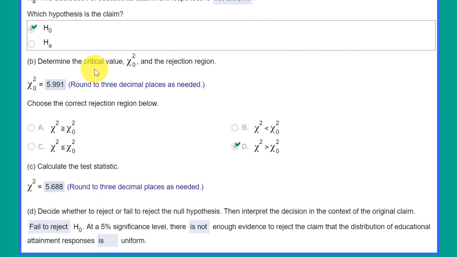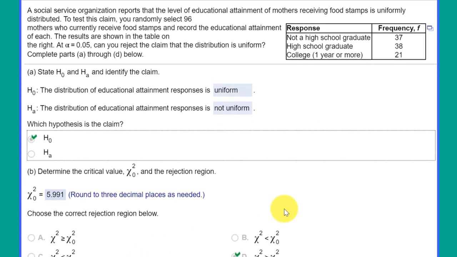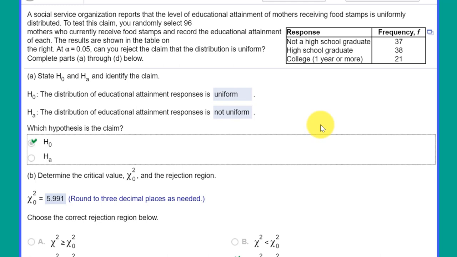We need to find the chi-square critical value, the rejection region. We need to find the test statistic, the standardized test statistic, if you will, and then make a decision. So we're going to do that using StatCrunch. Remember, if you're in my stat lab, you can click on the little rectangle there and open up this data directly in StatCrunch, and I'm going to do that now.